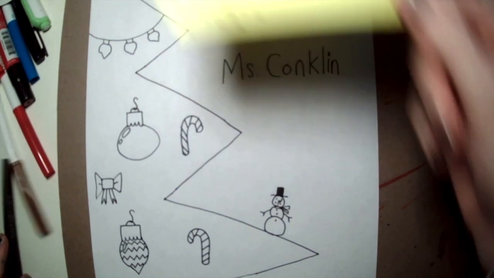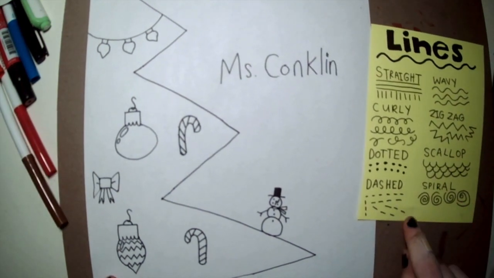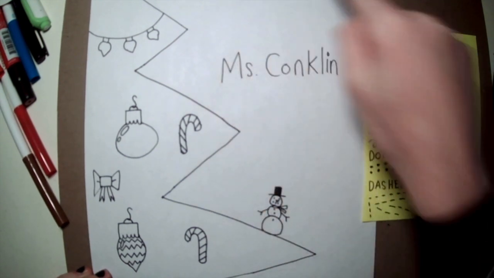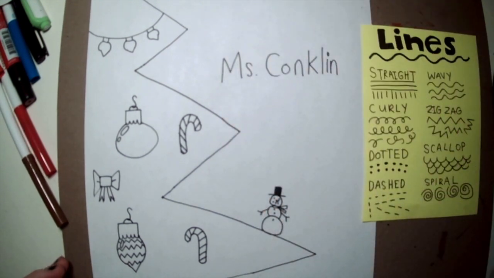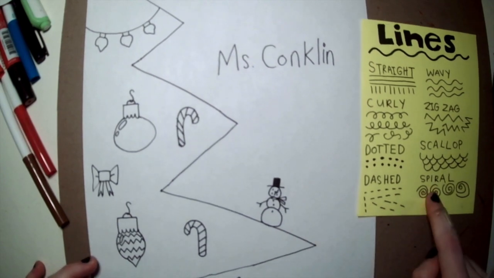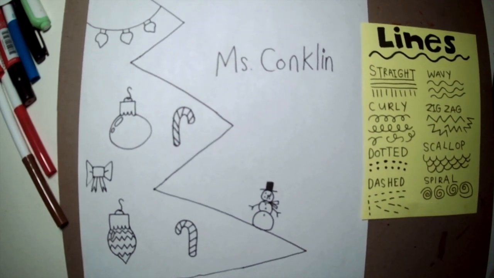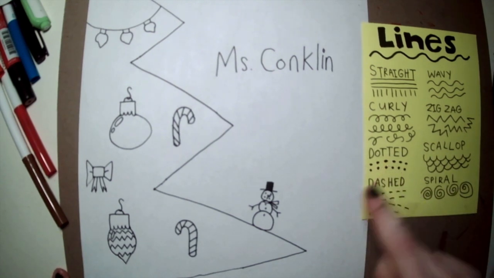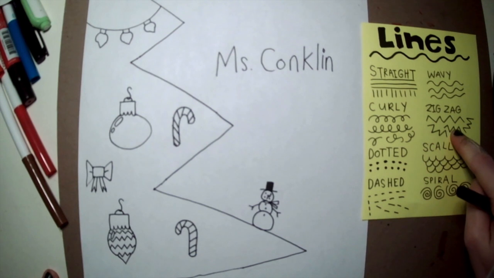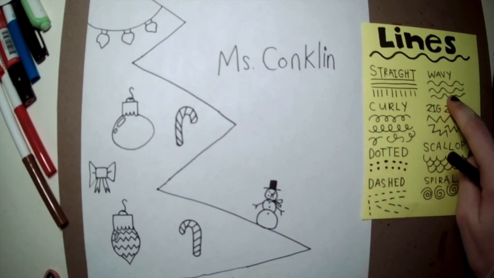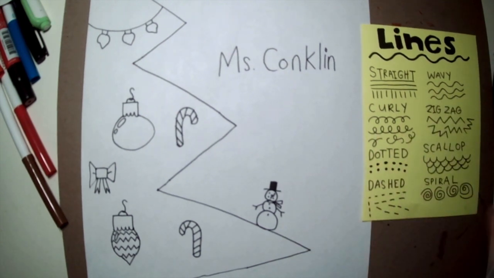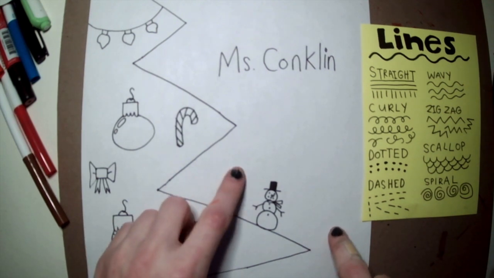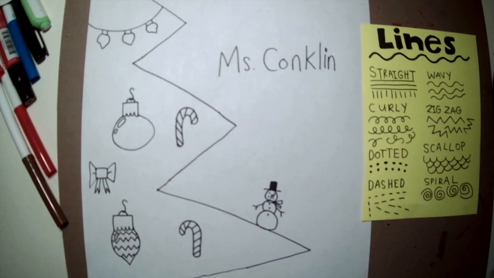And then I want you to choose a line from this line page and add a background. So choose a line pattern and add a background with one of these line patterns. You could use spiral lines for the backgrounds, dotted lines for the backgrounds, zigzag lines for the background, wavy lines for the background. You can make your background however you want. Just make sure you give yourself a background.